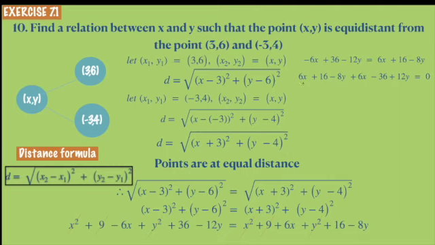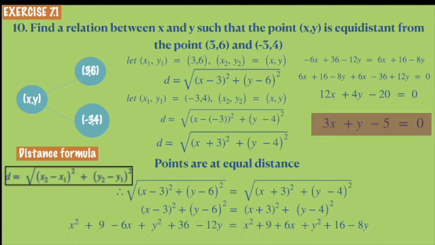Now add and subtract the like terms. 6x plus 6x is 12x, minus 8y plus 12y becomes plus 4y, plus 16 minus 36 is equal to minus 20, equal to 0. That is my next equation: 12x plus 4y minus 20 is equal to 0. When you see this equation keenly, you can understand there is a common factor here. We can divide each and every term by 4, because all the terms have 4 as a common factor. Therefore, 12 divided by 4 becomes 3, 4 divided by 4 becomes 1, 20 divided by 4 becomes 5. After eliminating the common factor, the equation becomes 3x plus y minus 5 is equal to 0. That is the relation required as an answer for this particular problem.